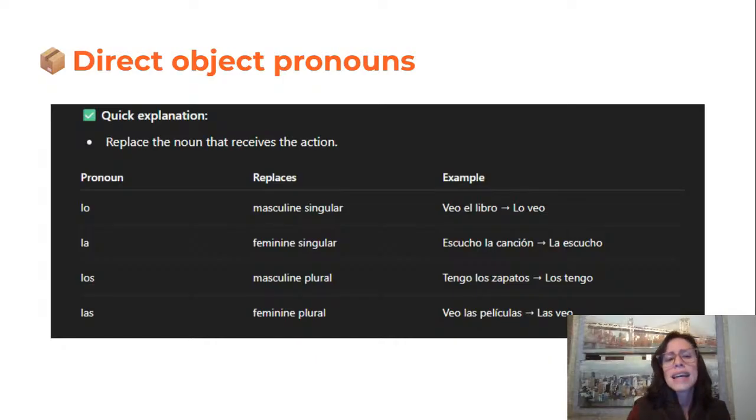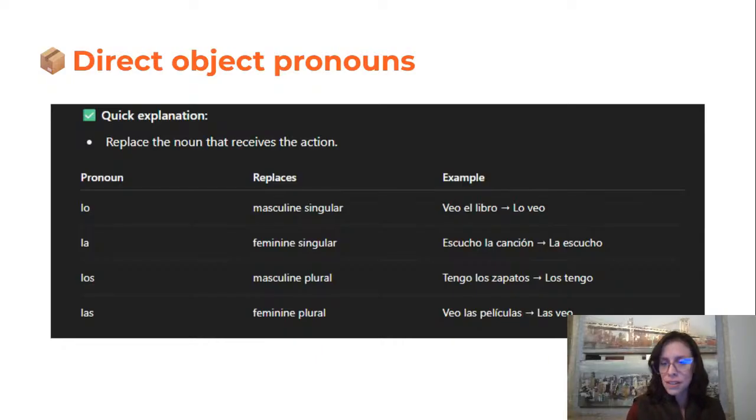Okay, let's see. Then we have la. La will be applied for feminine singular. For example, escucho la canción. I listen to the song. The song is feminine, la canción. If I want to say I listen to it, I will say la escucho. La links to canción. In this way, we can prove that lo and la effectively represent "it". I see the book. Veo el libro. I see it. Lo veo.